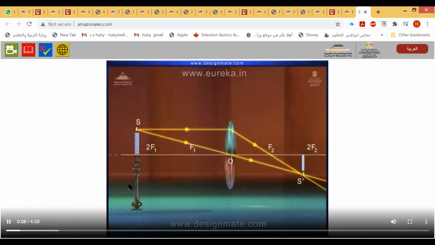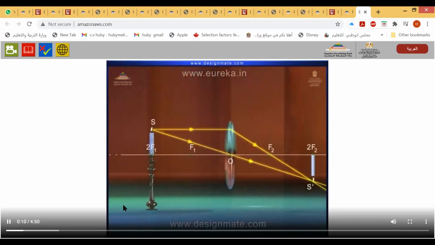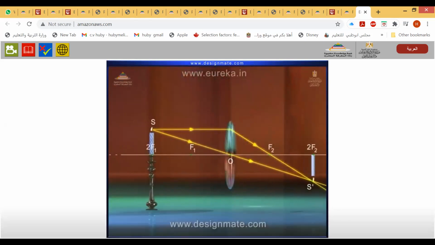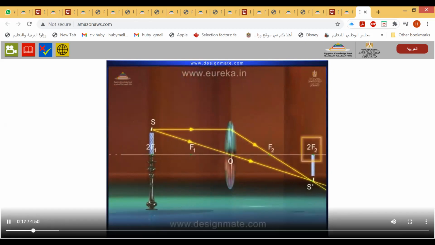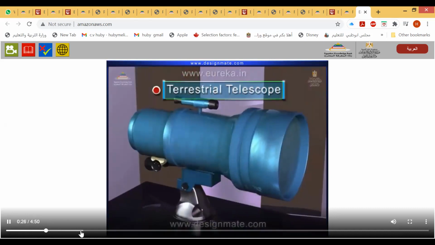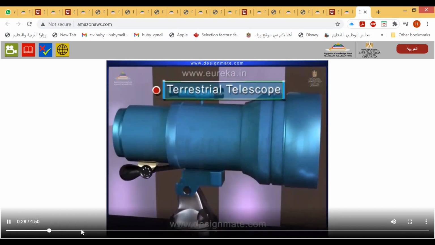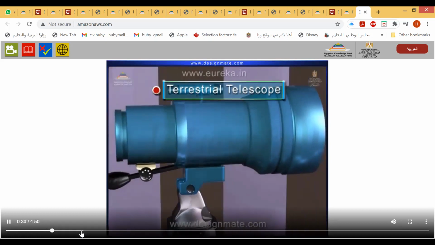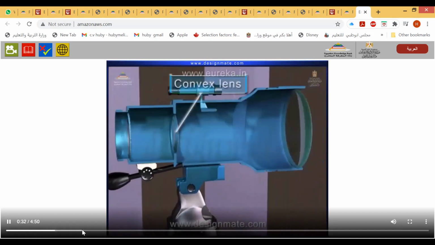Next, bringing the object closer to place it at point 2F1 causes the image to move further, and it can now be seen at point 2F2. Here also, the image is real and inverted, but its size is the same as that of the object. This type of image formation is used in a terrestrial telescope. Here, a convex lens is kept between the objective and eyepiece. It is called an erecting lens.